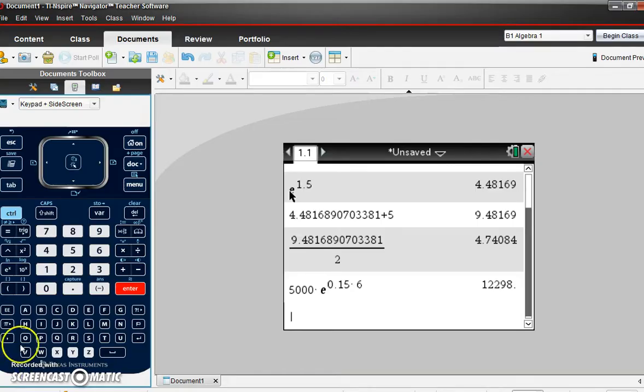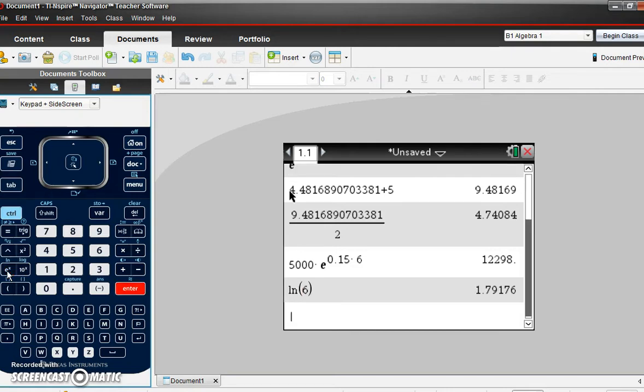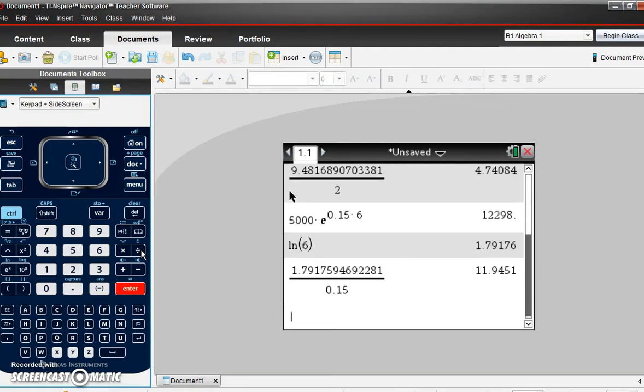All right, so we want to calculate ln of 6. So we're going to do control e to the x and get a 6 in there. Then enter it. And then I need to divide that by 0.15. And enter it. And I get 11.9. So let's round it off to the number of months. And that's going to be 12 months for our answer.